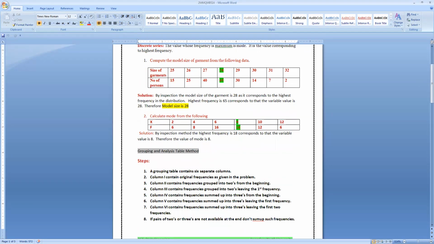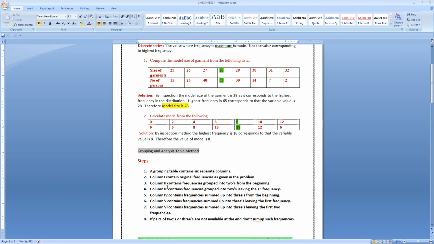Let us see how to calculate the value of mode under the grouping and analysis table. In the grouping and analysis method, first we go for the grouping table, next we go for the analysis table. There are certain steps to be followed whenever we group the values. A grouping table contains 6 separate columns. The first column contains the original frequencies given in the problem, whatever frequency values are given in the question itself.